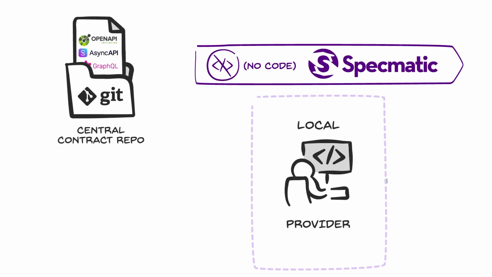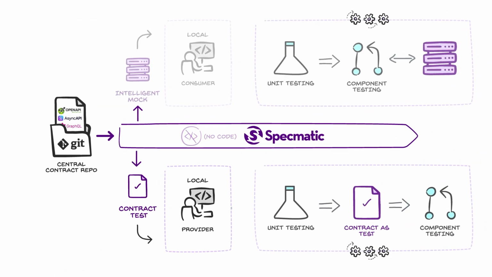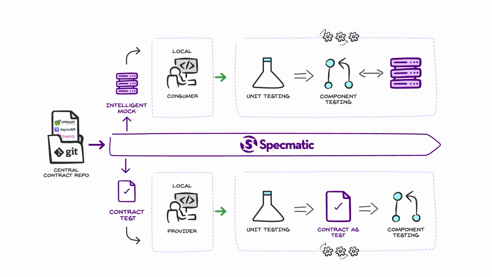Similarly, the providers would refer to the exact same specs from the central contract repo and use Specmatic to generate contract tests for their service. This will validate if their implementation adheres to the spec or not. The same thing can be leveraged in the CI.